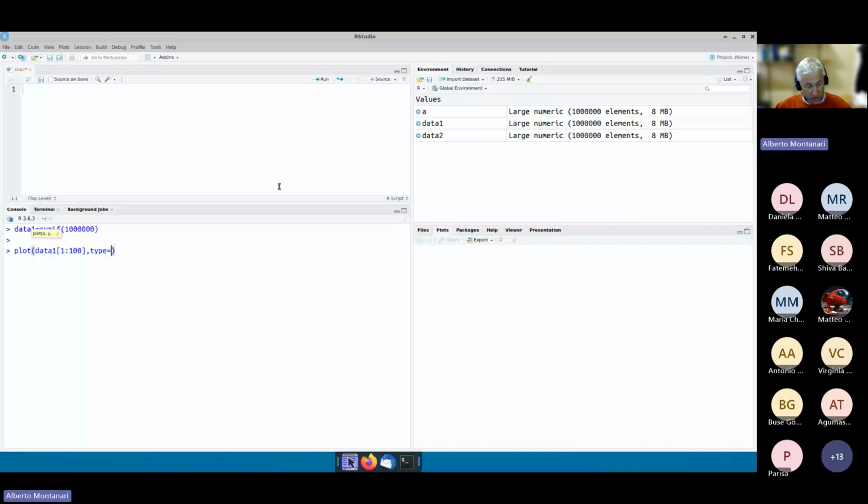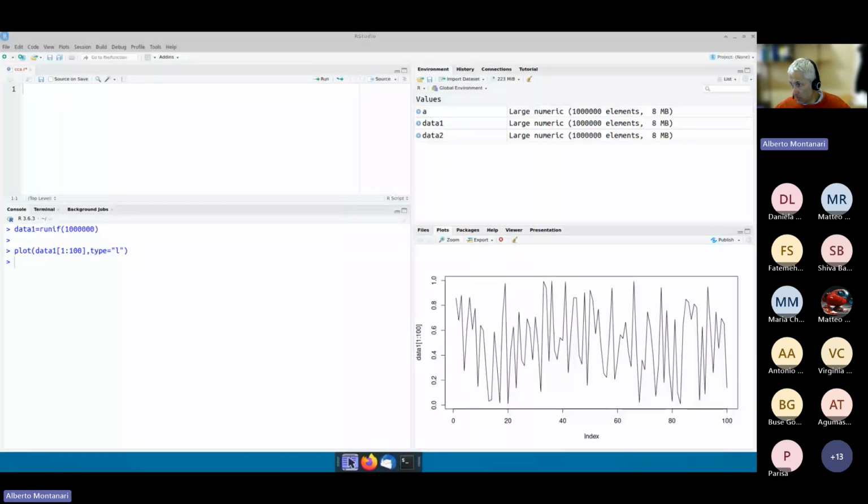If you have any question, write on the chat. I'm looking at the chat here. One second. Okay, perfect. Let me see if there are people in the waiting room. No? Good.